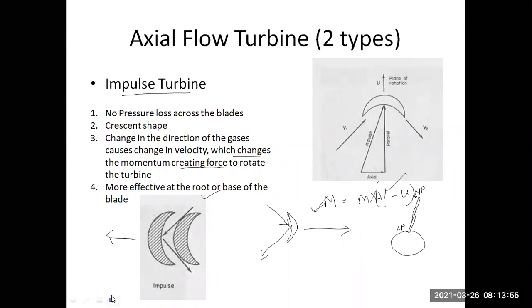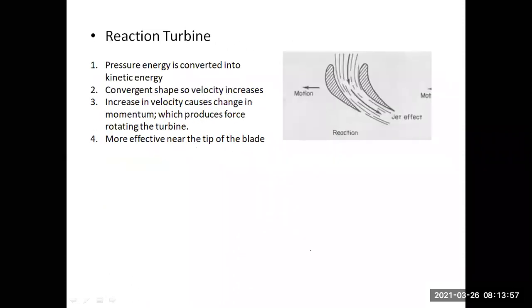Okay, so let us go to the next one. The next one is the reaction turbine. As the impulse turbine was a crescent shape, this is aerodynamically shaped. The one picture which we saw in the beginning of the class is the same type of turbine disc. Aerodynamically shaped. When you look at it properly, the area over here is more compared to the area over here.